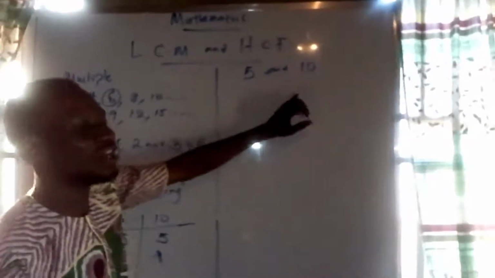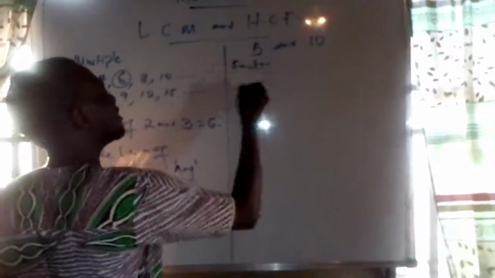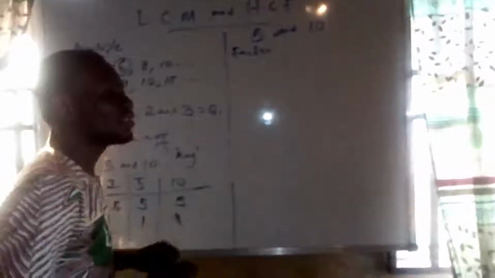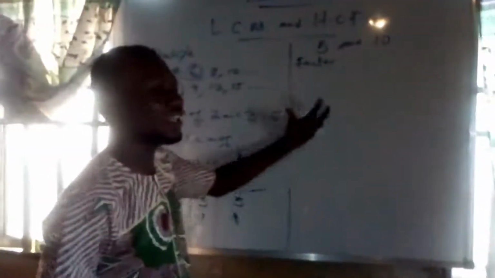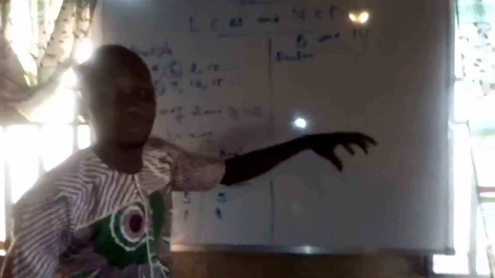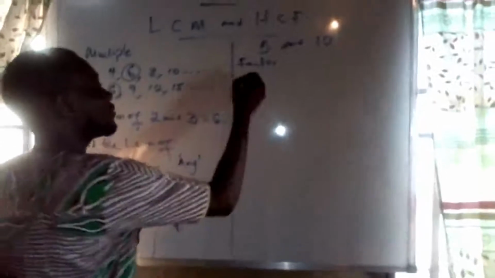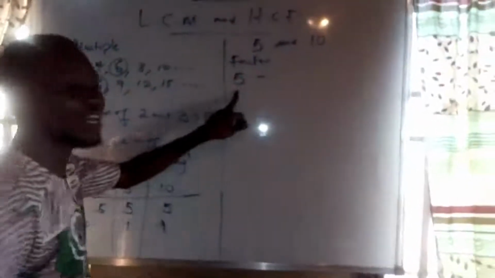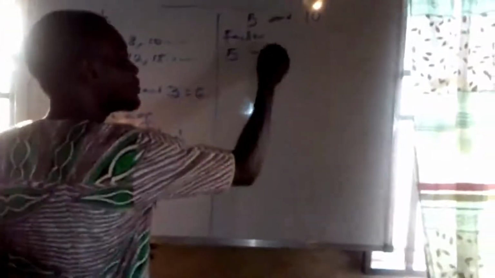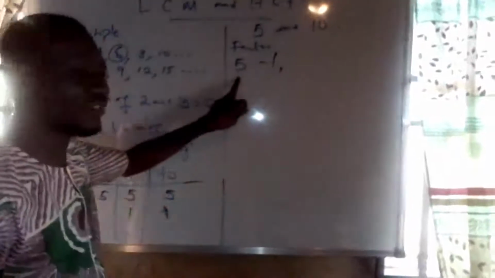A factor is a number. Let me break that down for you. A factor is a number that can divide a certain number. So if we have 5, what are the factors of 5? One number can divide 5. 1 can divide every number, so 1 is always a factor of every number. So 1 is there. What other number can divide 5? Yes, good. 5 itself, only 5 can divide 5.